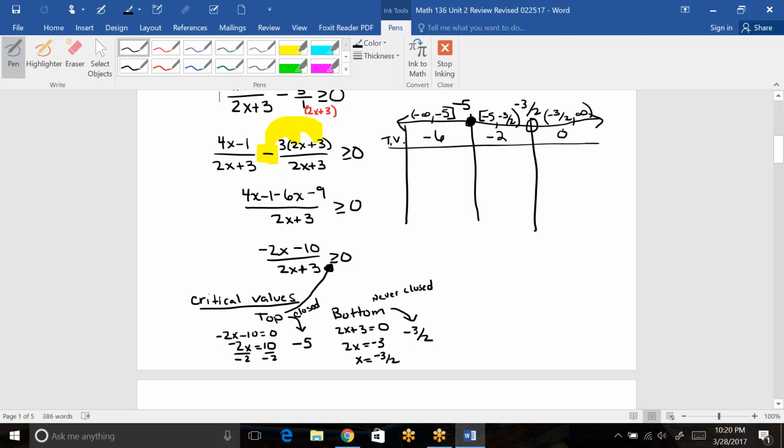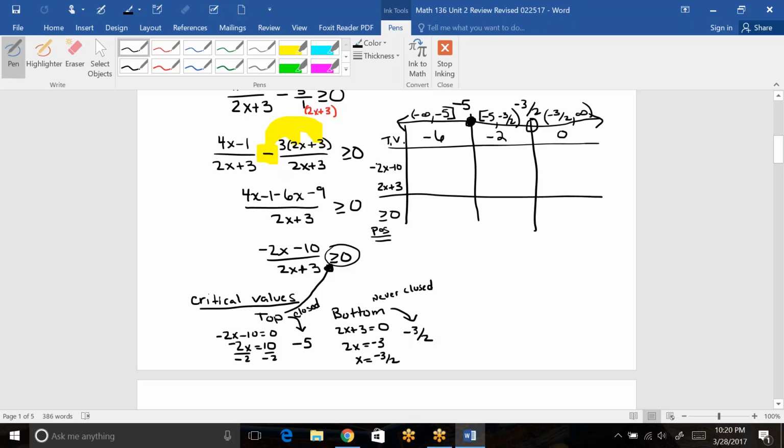Once you have all of your test values picked, you write your factors down. So -2x minus 10, 2x plus 3, and then your final step is, after we worry about what these signs are going to be, we want it to be greater than or equal to 0, which means we want positive answers at the end because it's bigger than 0. So here comes the part that's just really just evaluating. You plug this number into each part and you ask the question, is the answer positive or negative?